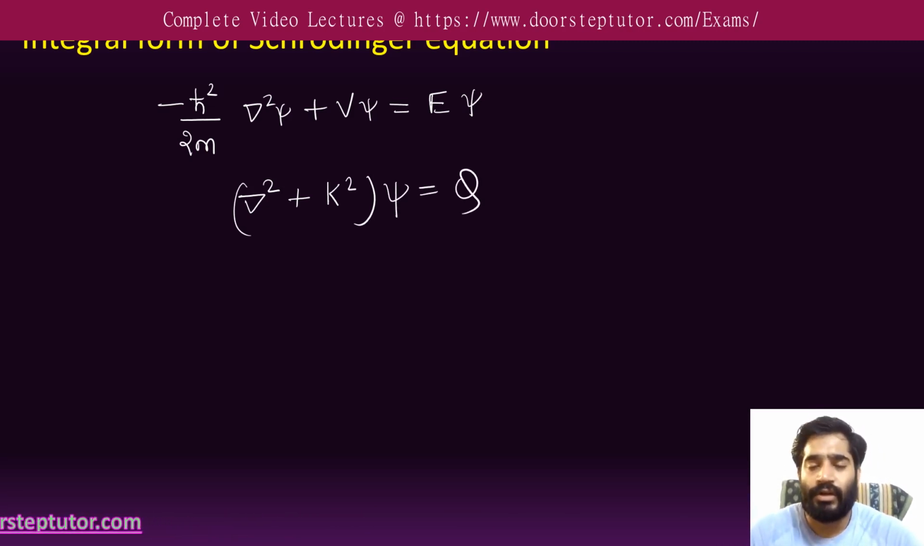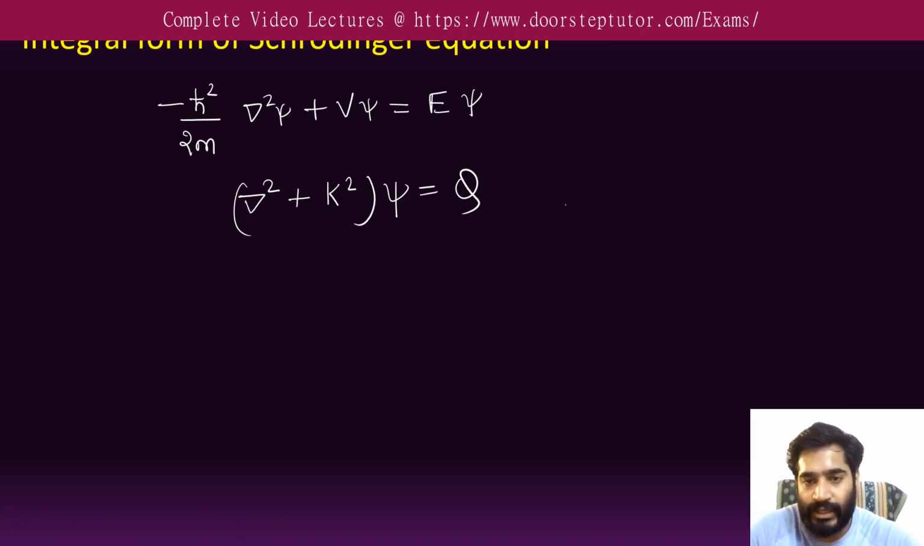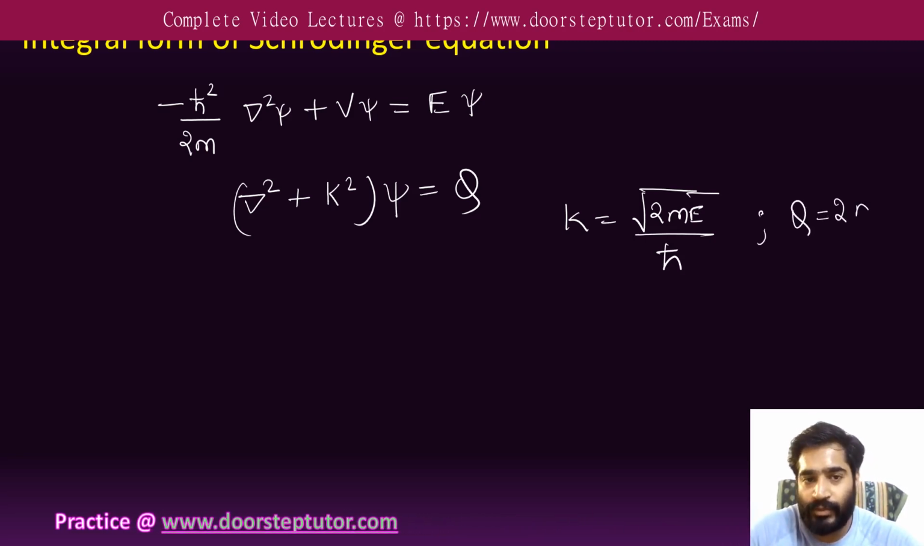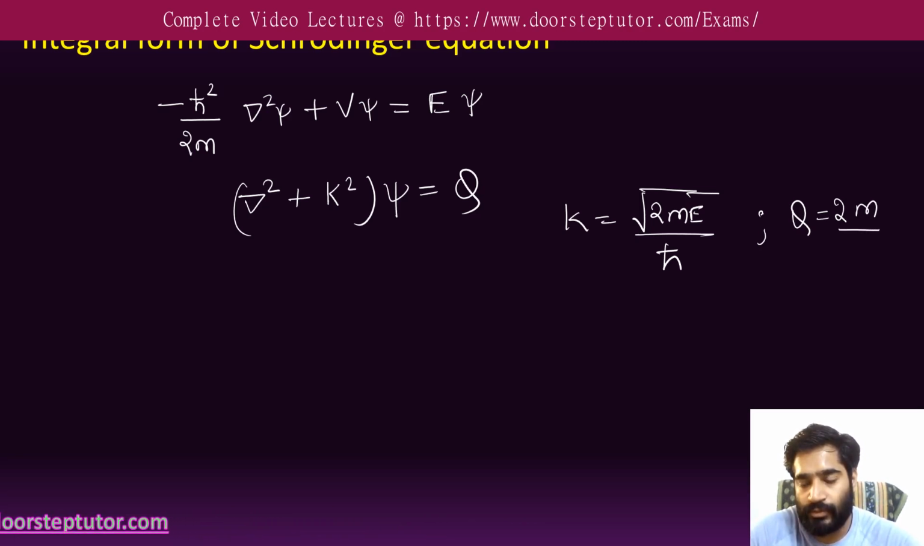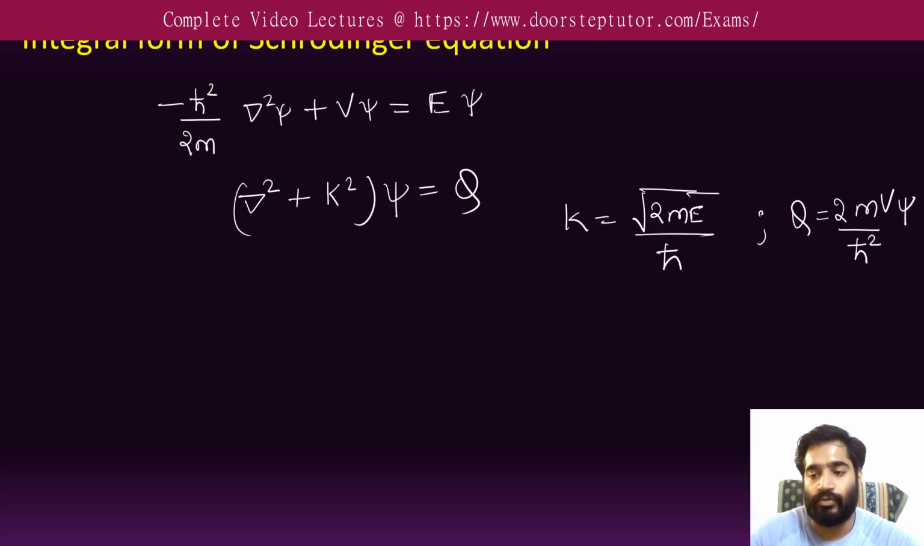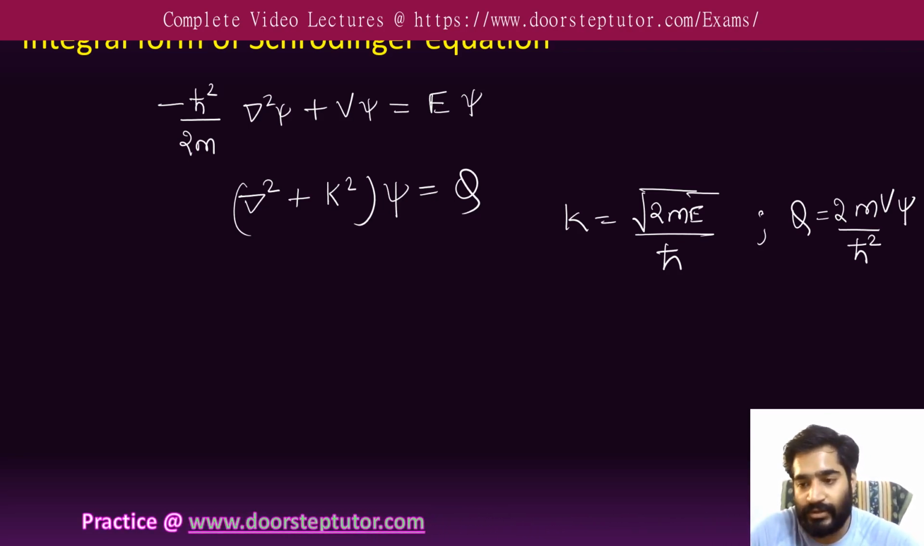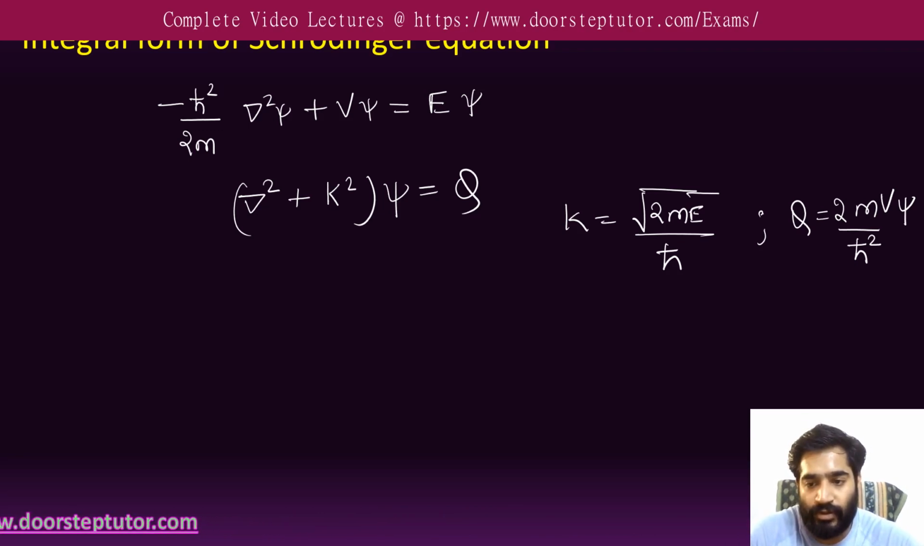To solve the differential equation in this format. What is k here? It is root of 2mE over h cut, and Q is 2m over h cut squared times V and psi. So this is what we have, Q and k. This is what we call the Helmholtz equation.